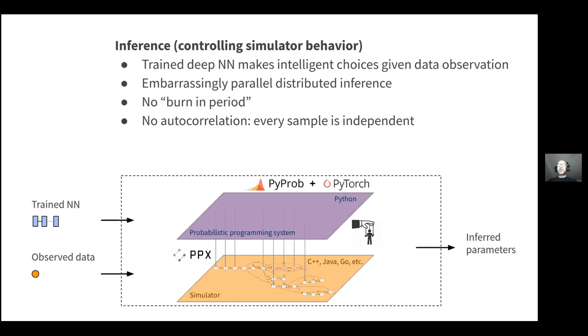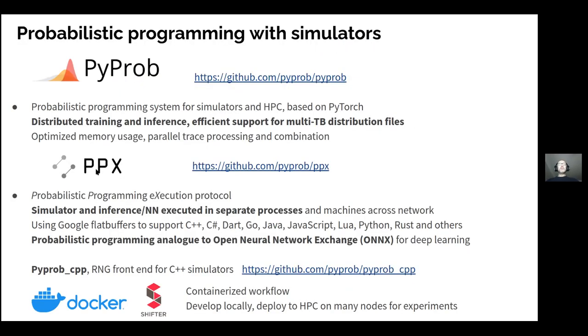With proposal distributions and inference engines and a lot of things that I don't have time to cover here. So yeah, there are some technical details of how this thing works. I already mentioned the execution protocol. This is the piece that provides the connection between the machine learning part and the domain simulation part. And yeah, basically that's all.